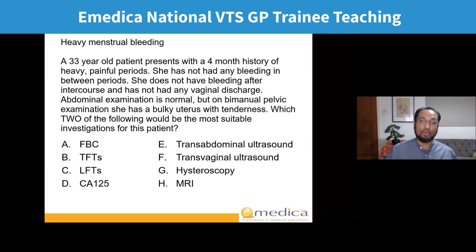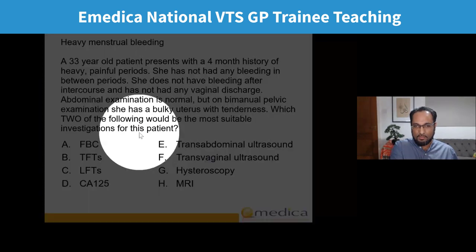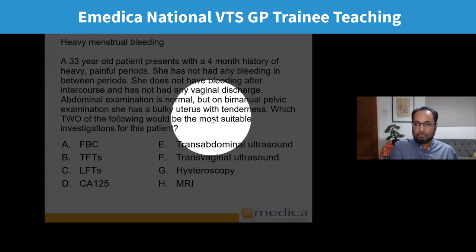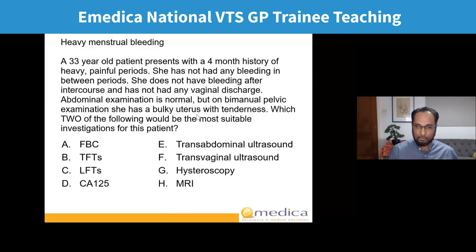Okay, now this is what we call a multiple best answer. Can you see it says which two of the following would be most suitable investigations for this patient? A multiple best answer in the AKT, you have to get both parts right to get the one mark. If you get one right and one wrong, you won't get half a mark, you will get no marks. It's quite strict how it's marked. So that's something just to be aware of and to make sure you're familiar with this format.